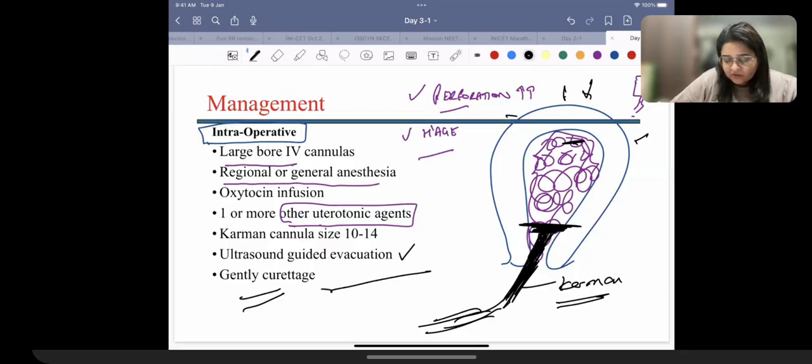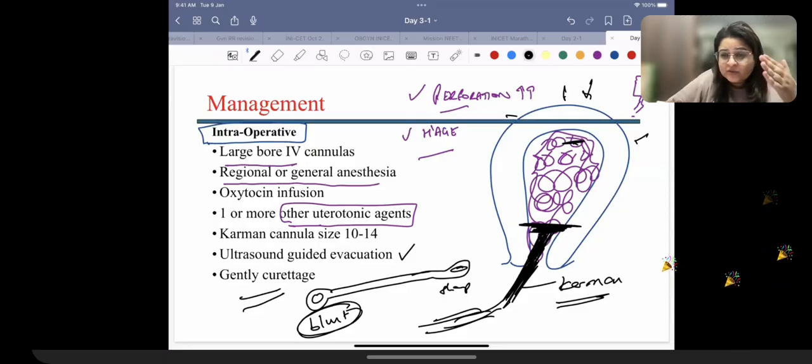There is an instrument called a uterine curette. I'm sure most of you have seen this, where you have a blunt end and you have a sharp end. So, using the blunt end of the curette, you will do a very gentle curettage, not a vigorous curettage. हल्के से curette करोगे. This will ensure completeness of the procedure and that nothing has been left behind.